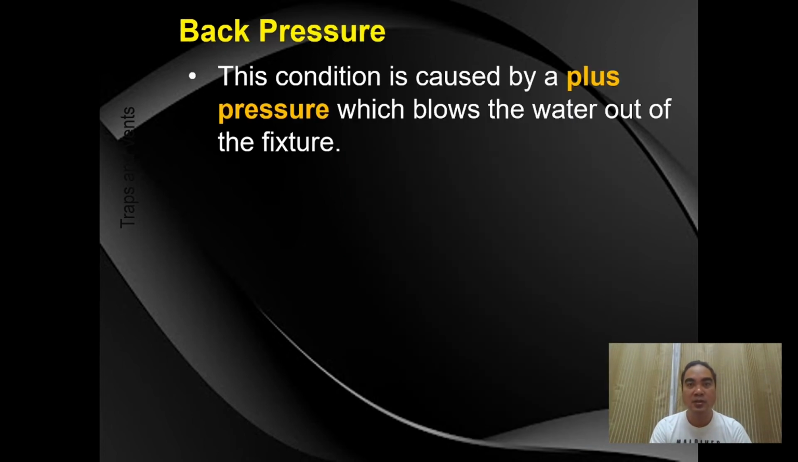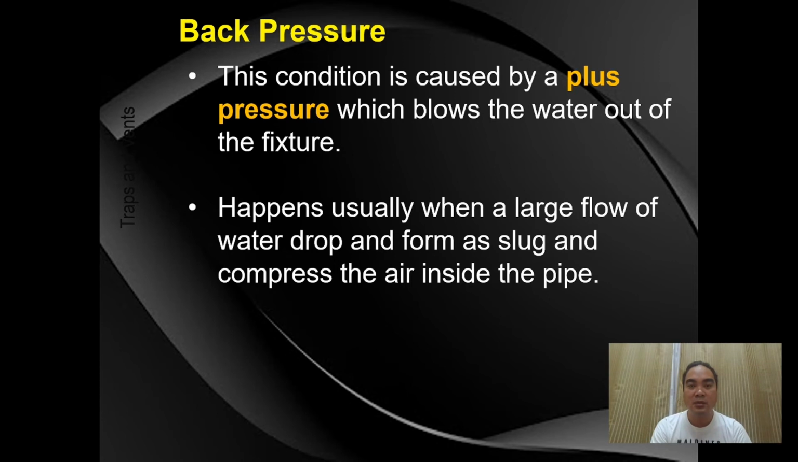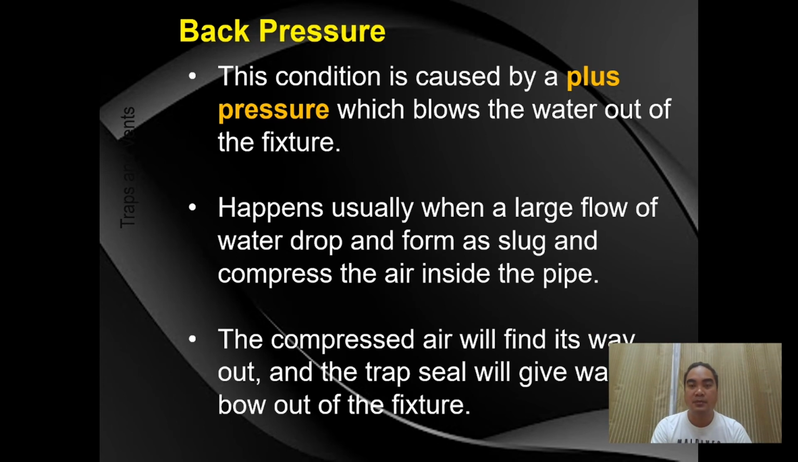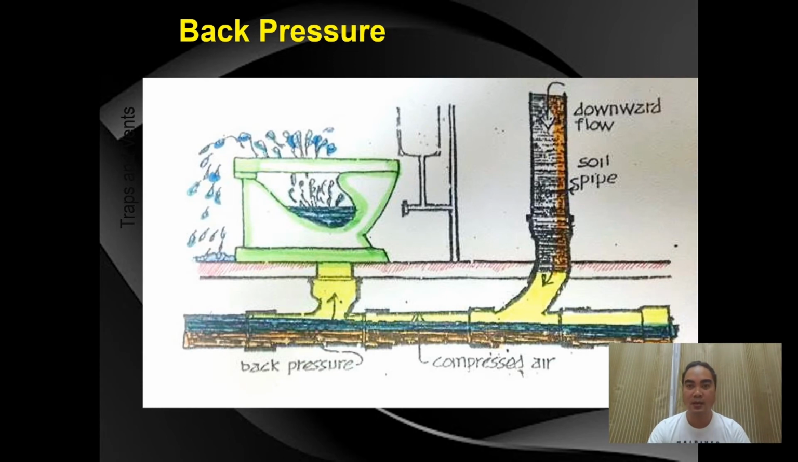Back pressure. This condition is caused by the plus pressure, which blows the water out of the fixtures. Happens usually when a large flow of water drops and forms a slug and compresses the air inside the pipe. The compressed air will find its way out and the trap seal will give way and blow out of the fixtures. So, may pressure dito. May air pa siya dyan. Compressed air. Although yung water closet natin ay may built-in trap, magpu-push siya doon. Boom. Magfo-flow yung water doon. So, yan yung back pressure.